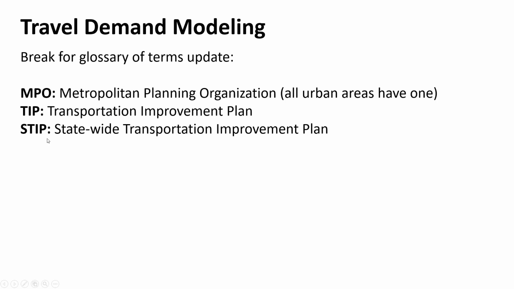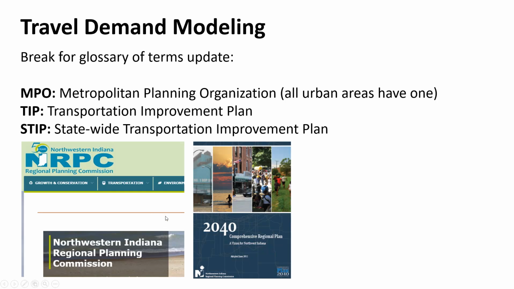So the MPO produces TIPs and STIPs. Our MPO in Northwest Indiana is NIRPC, the Northwest Indiana Regional Planning Commission, our Metropolitan Planning Organization, and they do comprehensive plans into the future. So they've got a 2040 plan, and I think they've now got a 2050 plan coming up as well. They look at all of those things coming out, and they produce that for the Northwest region, which includes Porter County and Valparaiso.